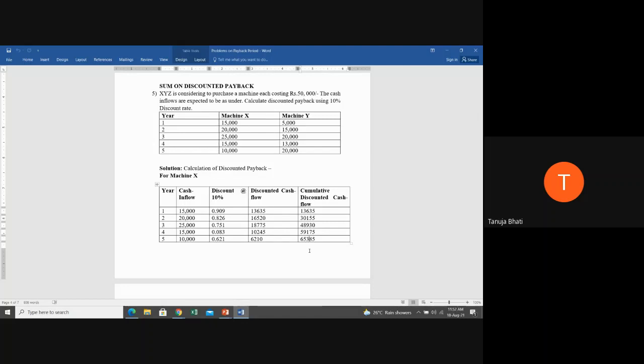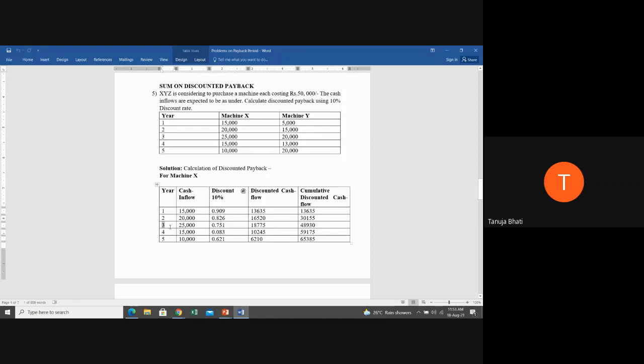N plus cash outflow, correct? Now what is N going to be here, students? As that student rightly said, N is going to be 3 years. Why 3 years? Can anyone tell me why N in the formula is going to be 3? Because the initial amount is near to the third year cumulative discounted amount. Correct.